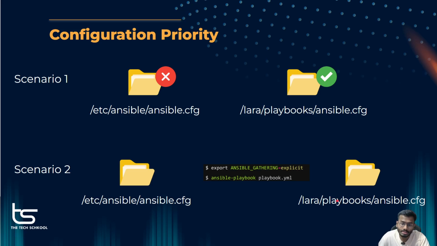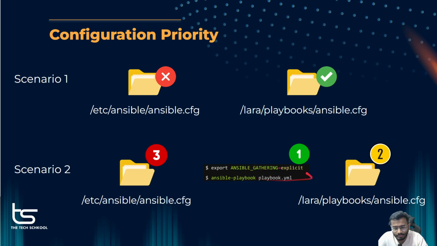Now the third scenario is that we explicitly mention through an environment variable that ANSIBLE_GATHERING should be explicit. By default, it's set to implicit. Suppose in these two files we have also mentioned implicit, but after exporting the environment variable, we set it to explicit. What do you think the priority is going to be? As you can see, the first priority always goes to the environment variables. If those environment variables have been set during runtime, then it will take those values and run the playbook.